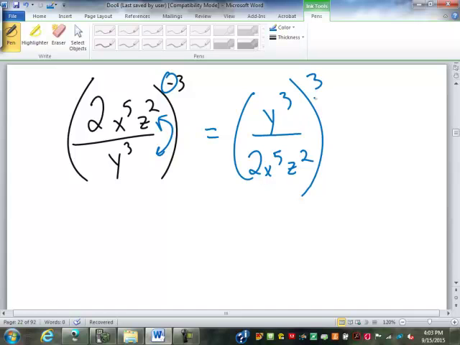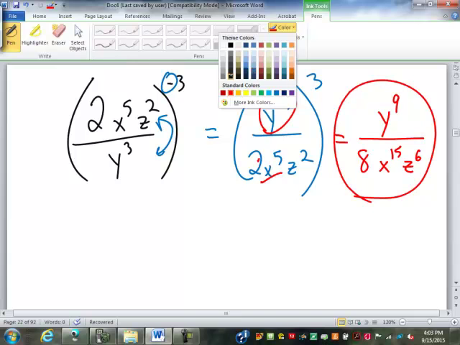We still have that power of 3 out there. But now it's a positive power of 3. We've done the reciprocal. We can just take each piece to the power of 3. So y to the third to the power of 3 is y to the ninth. 2 to the power of 3. Careful. 2 times 2 times 2. 8. There we go. x to the fifth to the power of 3, x to the 15th. And z to the 6th. Perfect.